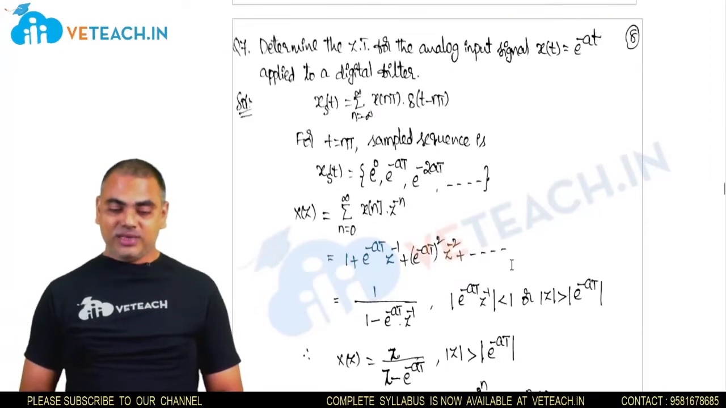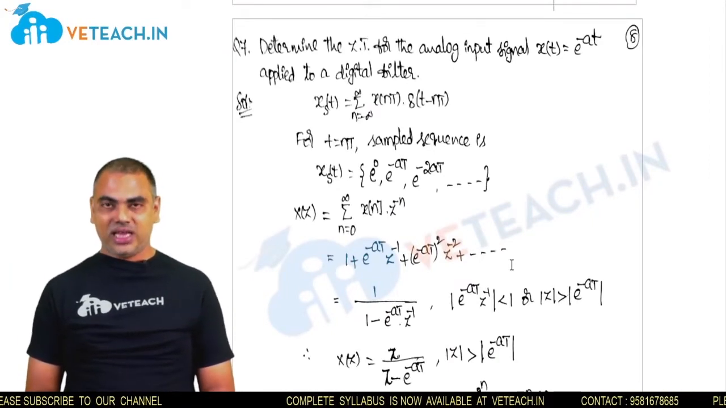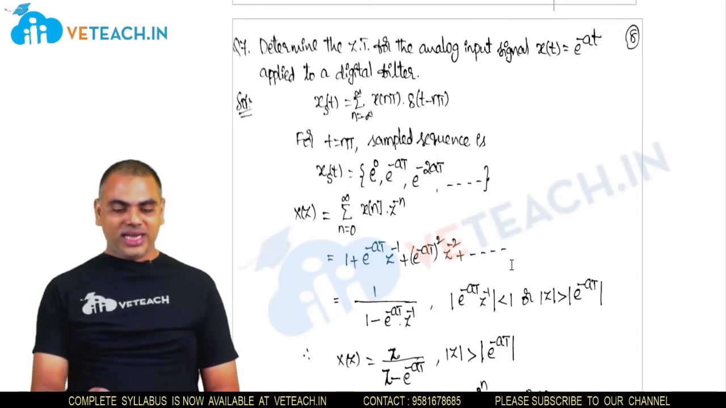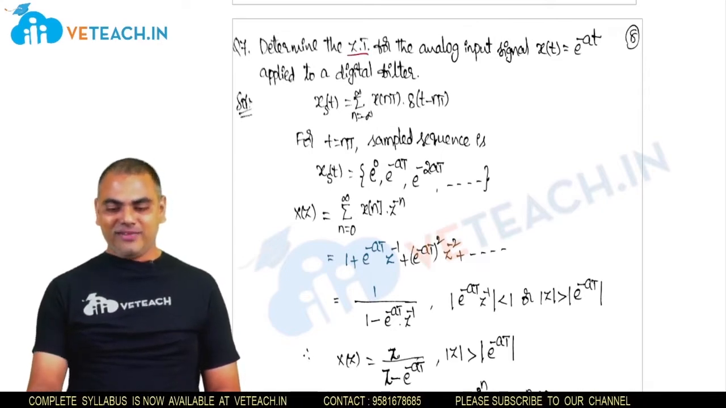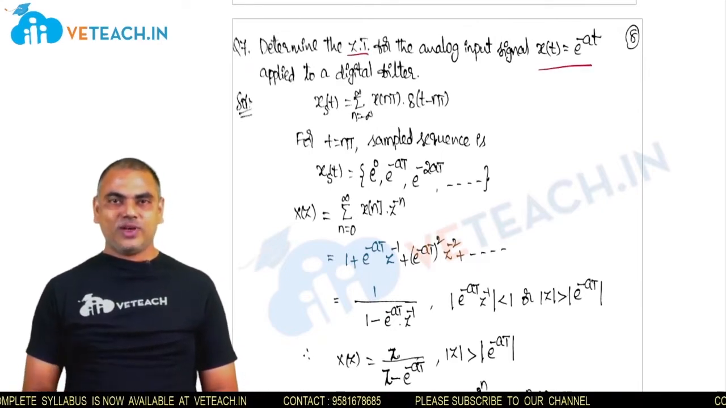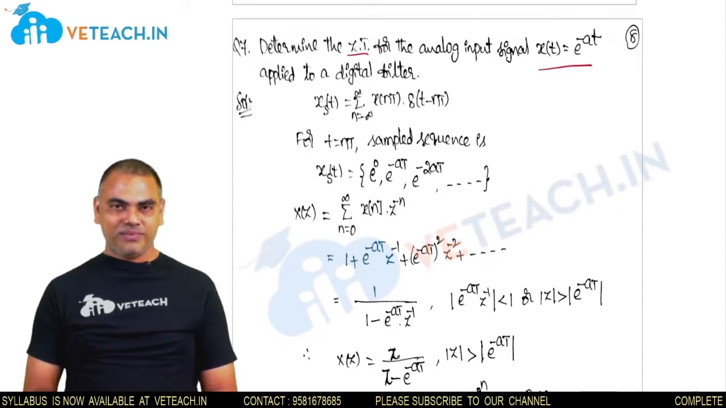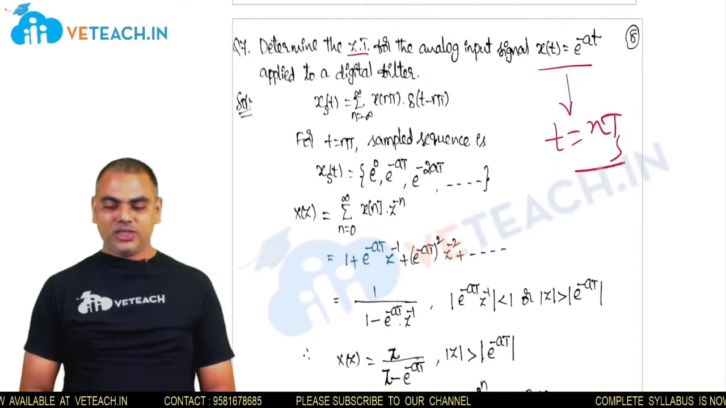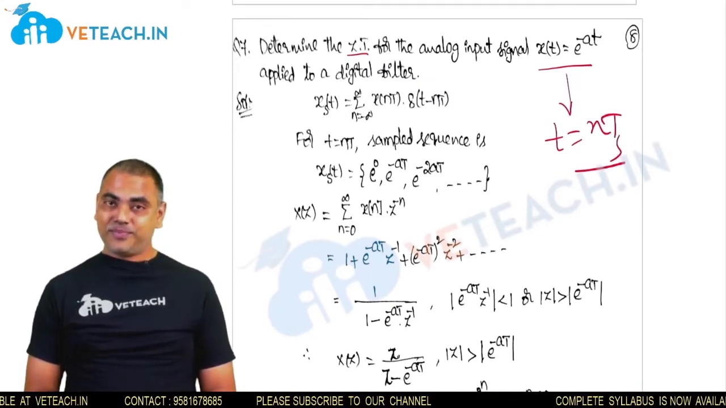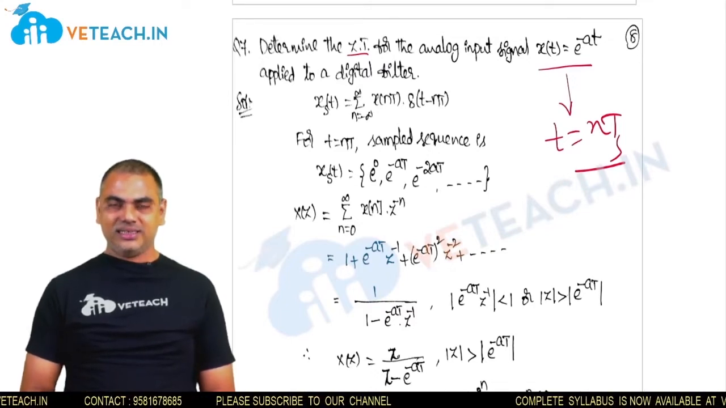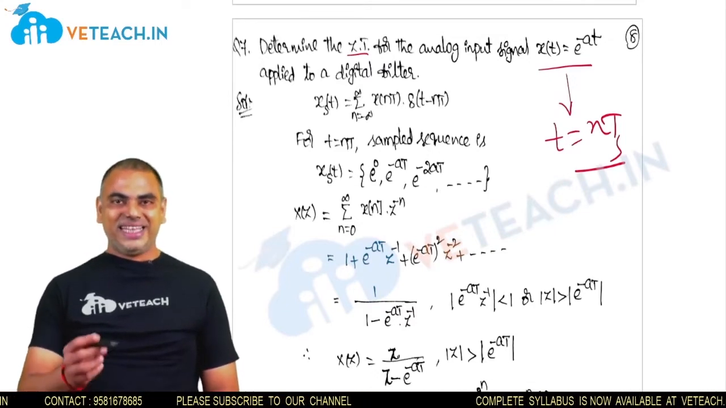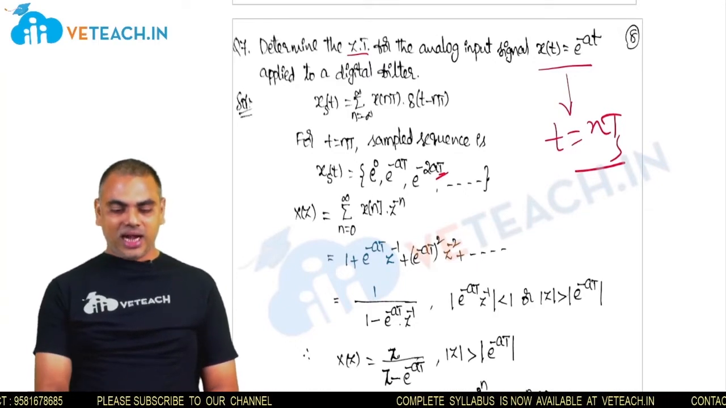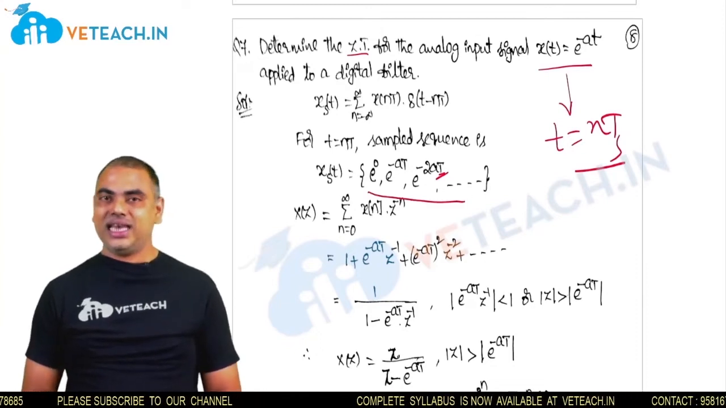Determine the Z transform for the analog input signal x of t equal to e power minus at applied to a digital filter. So here the question is to find the Z transform but given x of t. To apply the Z transform, remember, the sequence we need to obtain. So for that we have to sample this with the sampling interval n into Ts. After that we have the sampled signal of x of t, which is e power 0, e power minus aT, e power minus 2aT and so on. Here T is the sampling interval and all these are the sample values of the causal sequence.